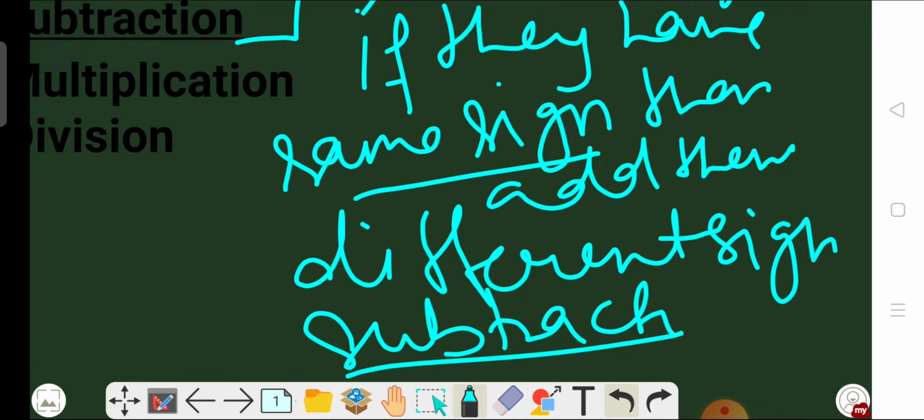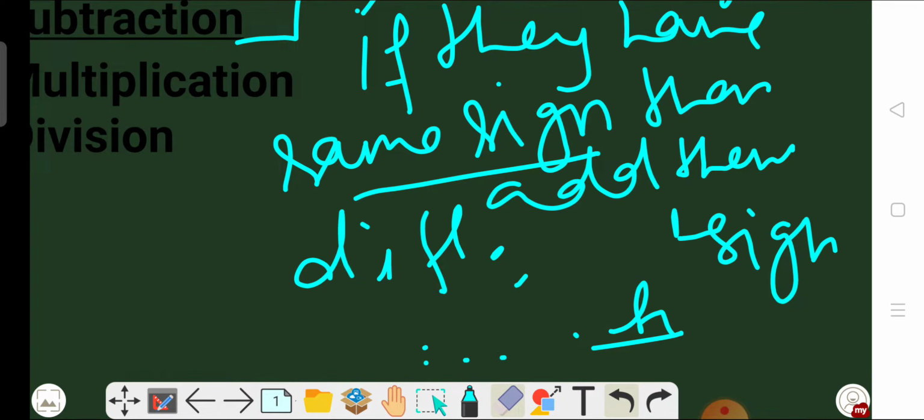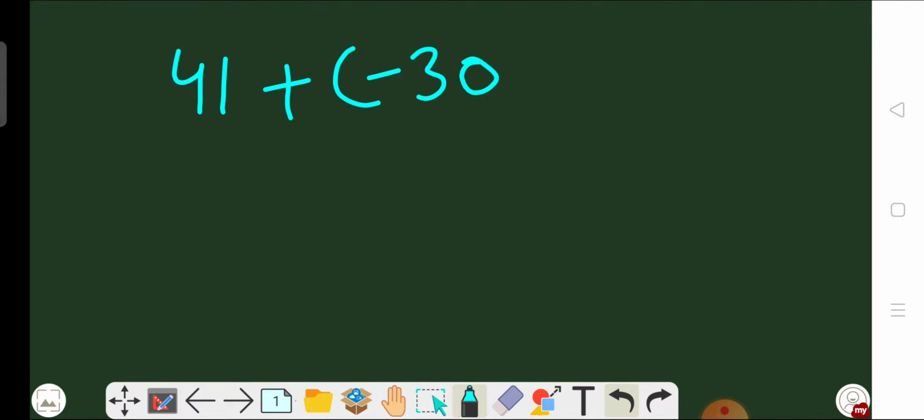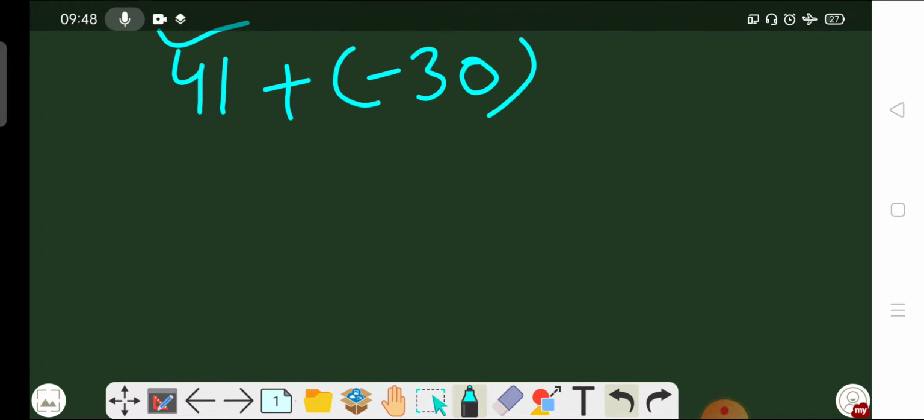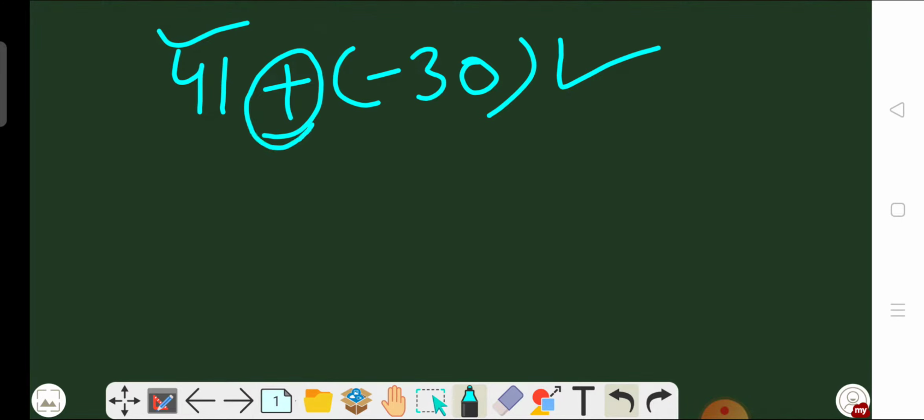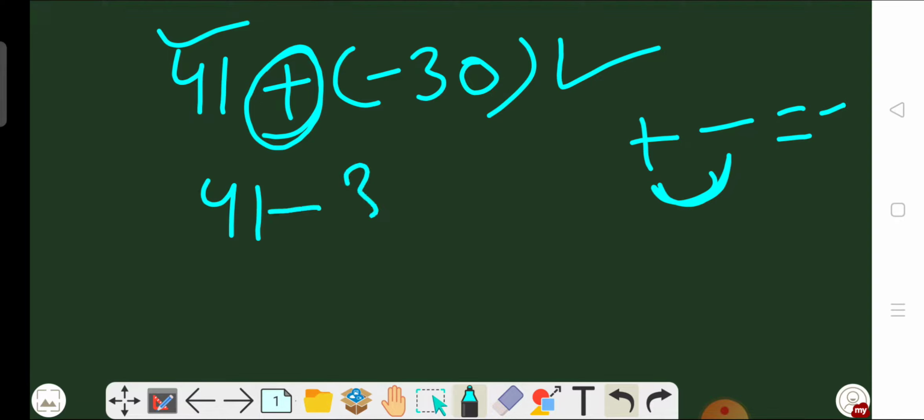Subtract means beta, look at here. If you have like this 41 plus minus of 30. First integer is positive, another is negative, and what we have to do? We have to add. Okay, what I have said, if both have the same sign, then you have to add them, and if you have different signs, then you have to subtract. So here plus minus got combined and will convert into minus. So this will become minus 30.